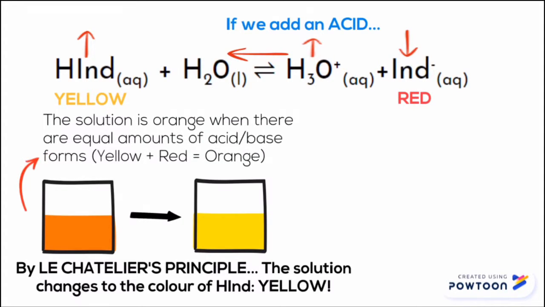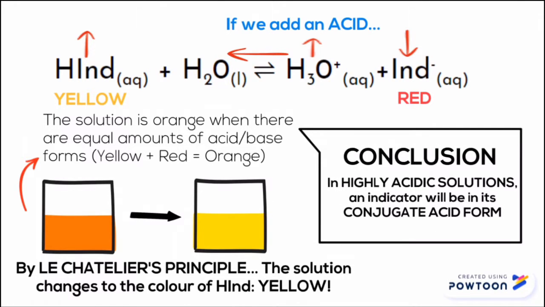As a reminder, don't forget the solution is orange due to the equal amount of acid and base, which is yellow and red, which turns into orange. In conclusion, in highly acidic solutions, an indicator will be in its conjugate acid form.